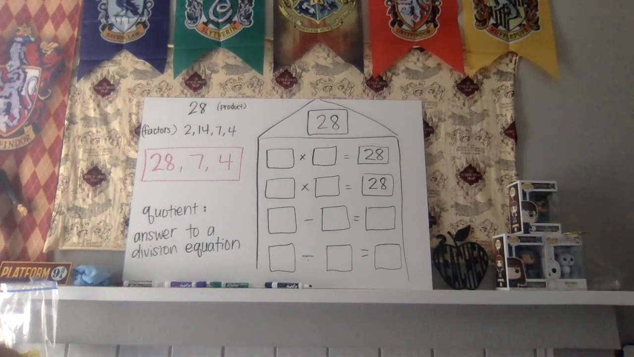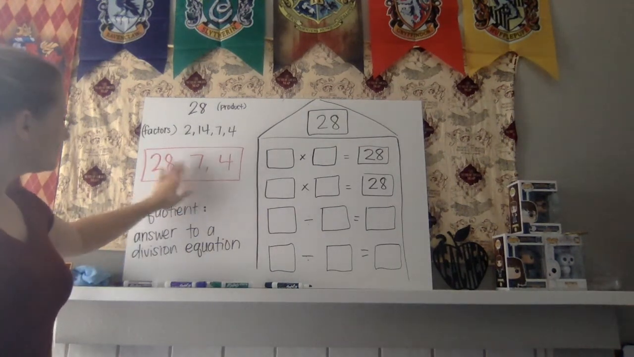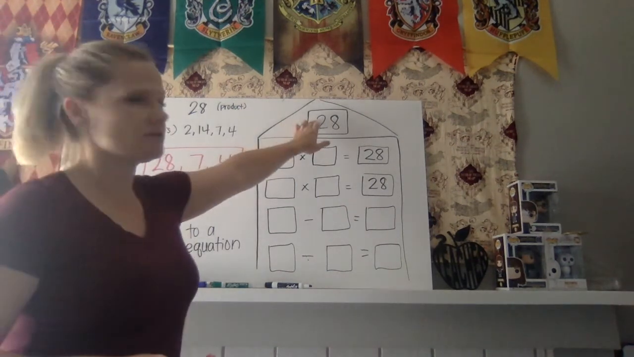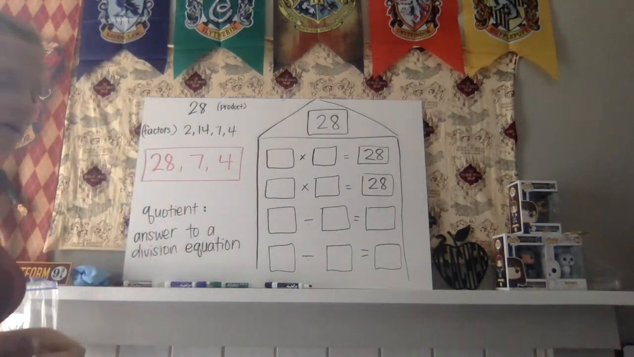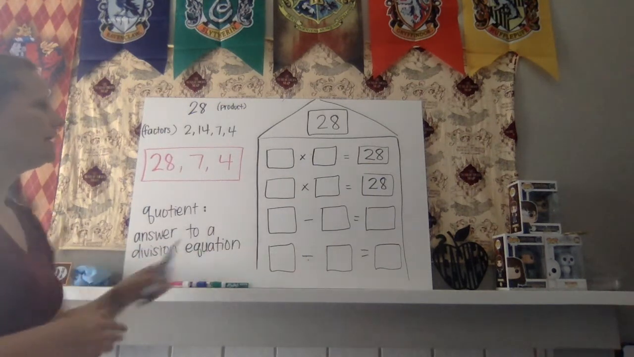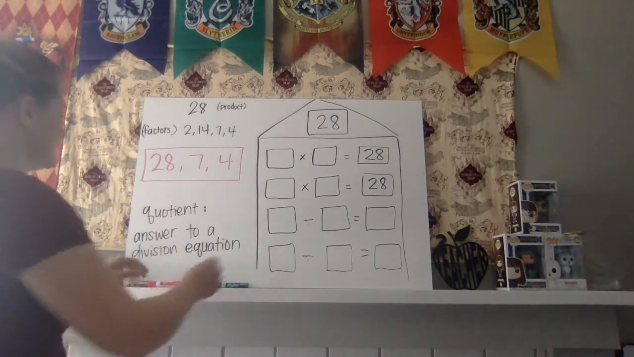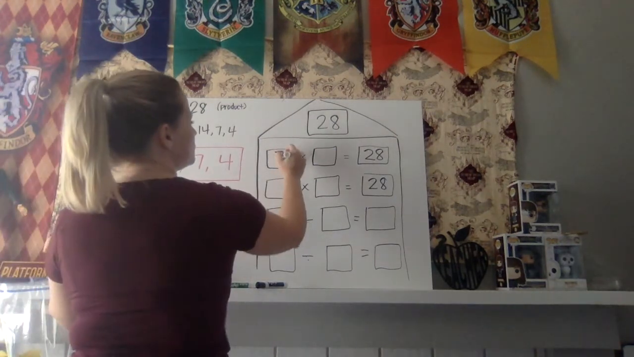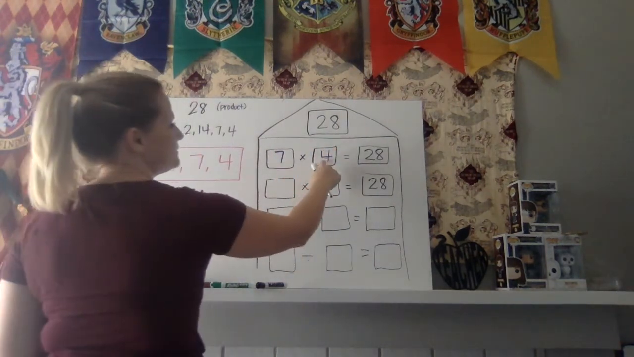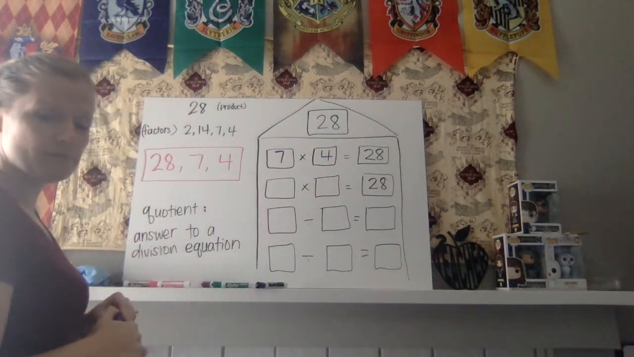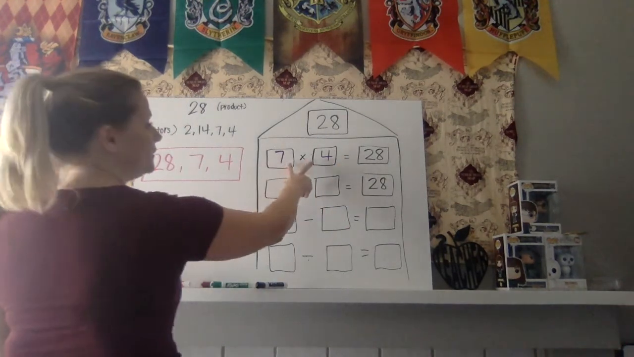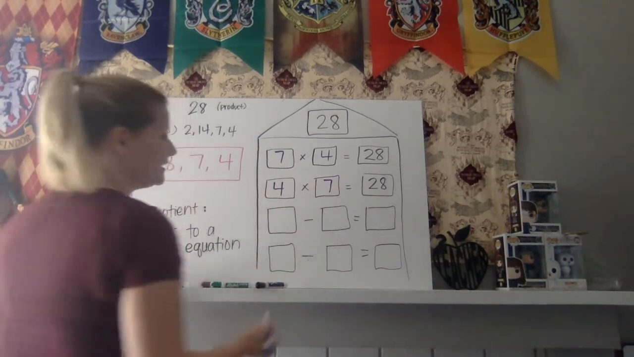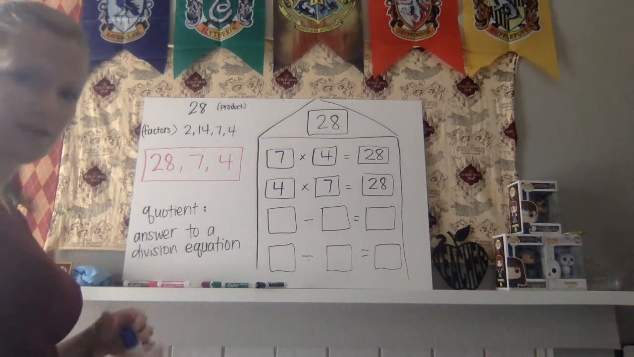If you want to think of it, these are what we're going to multiply to get to this answer. Because remember, this answer is in the roof of the house, okay? Okay, so now let's write it in. So as I said earlier, we're going to use 7 and 4 because 7 times 4 equals 28. So 7 times 4 equals 28. And remember earlier in the video, I said we could flip those numbers around and say 4 times 7 equals 28 because they're the same thing.